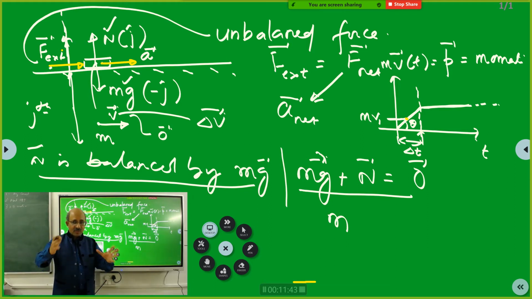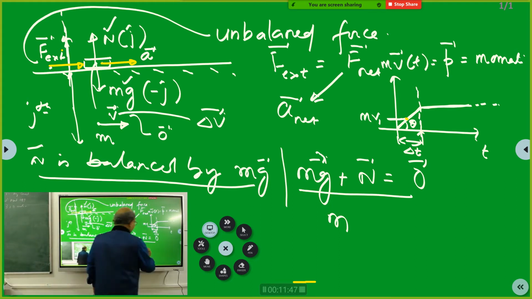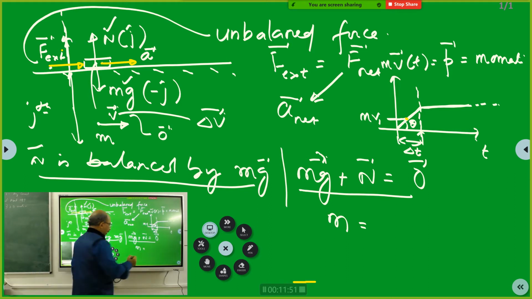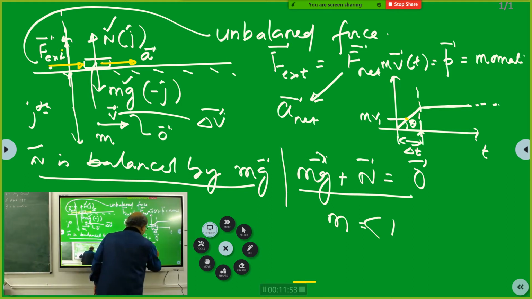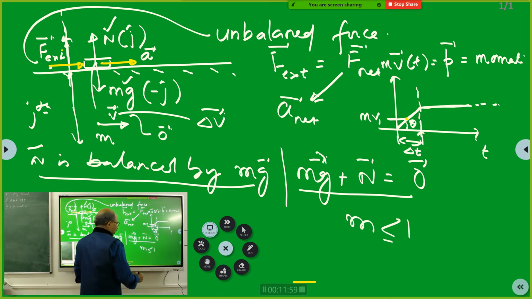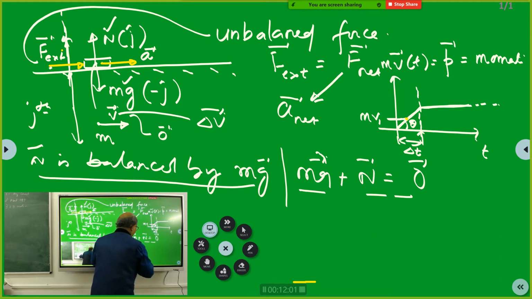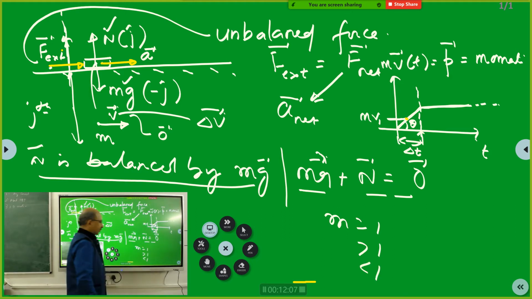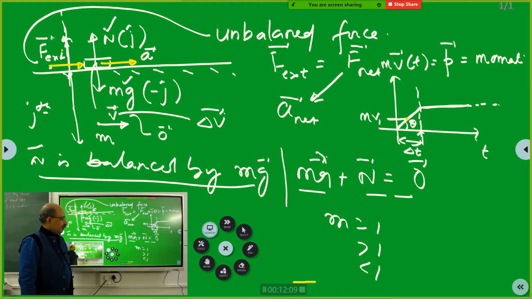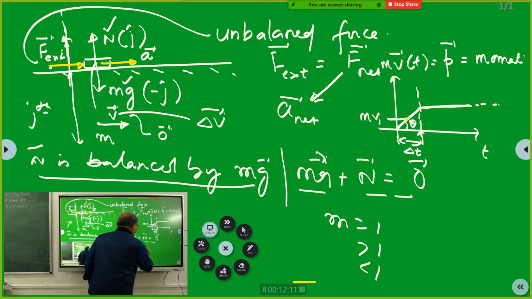So now you have to pick the right answer. The value of M here can be positive. Mass cannot be negative. It can be less than 1. M can be less than or equal to 1. This is one possibility. Or let me write it. M can be equal to 1. M can be greater than 1. M can be less than 1. Yes. See, this is all.